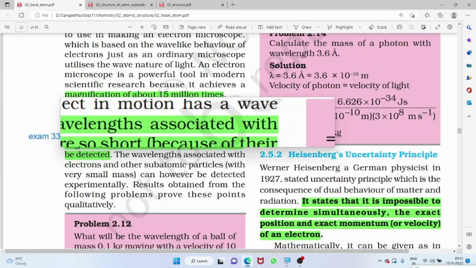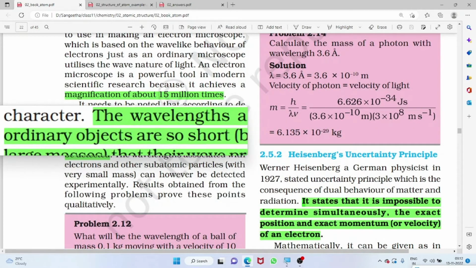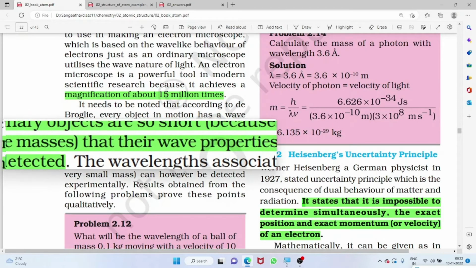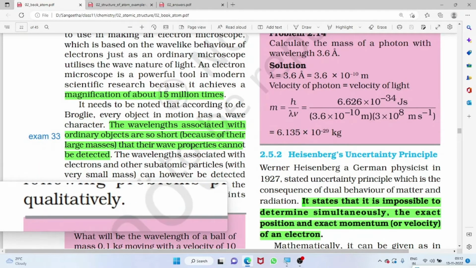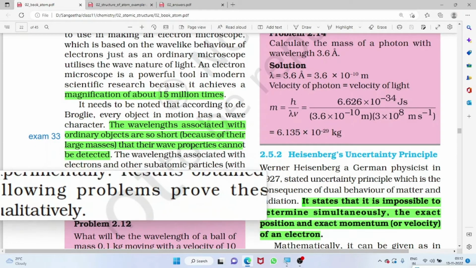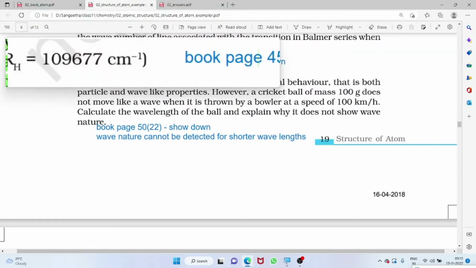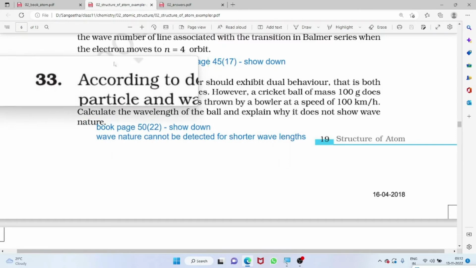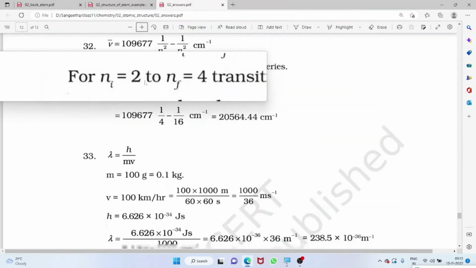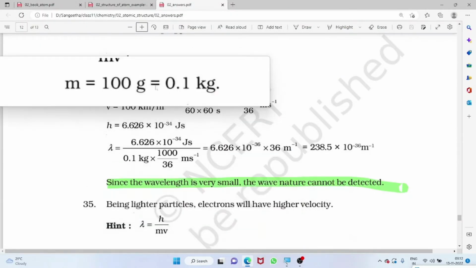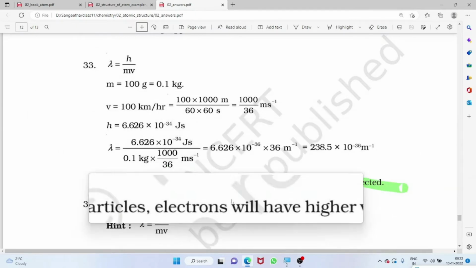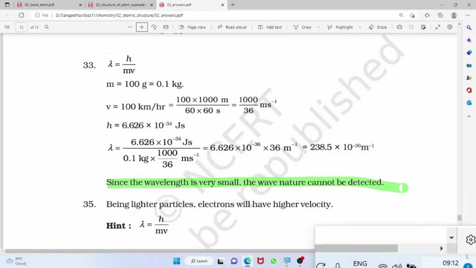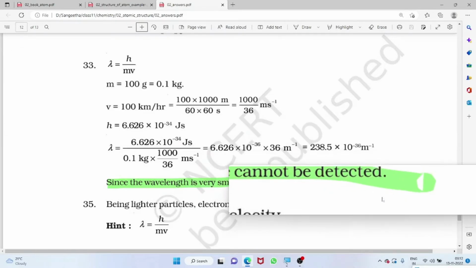See, the wavelengths associated with ordinary objects are so short because of their larger masses that their wave properties cannot be detected. Okay, this is given in the book. They are computing the wavelength, and the wavelength is so short that the wave nature cannot be detected. The wavelength computation formula is given here.